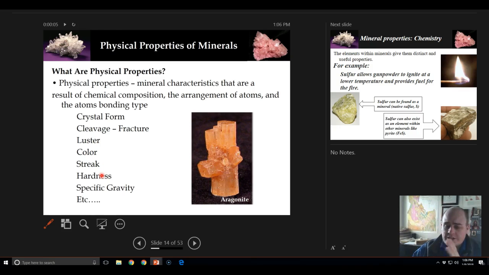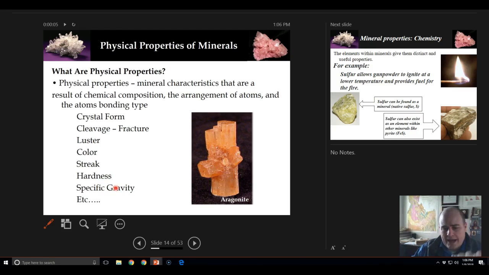Hardness is just how hard the mineral is, and this is usually characteristic of the bonds associated with it. If you have strong bonds, it's usually harder. If you have soft or weak bonds, it'd be a softer mineral, and we can break it easier, right? Or it's resistant. Basically, hardness is its resistance to scratching or the breaking of those bonds.